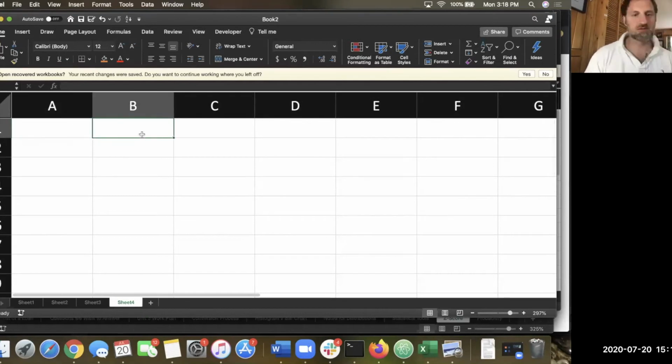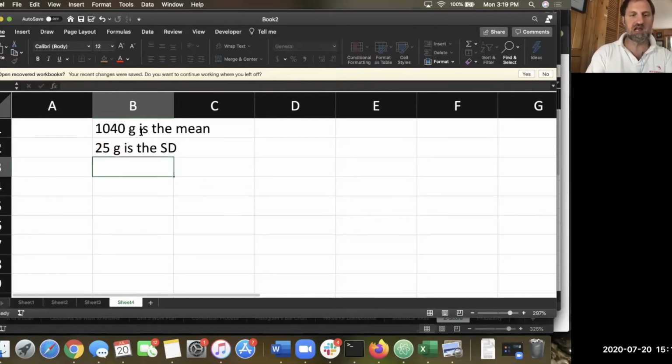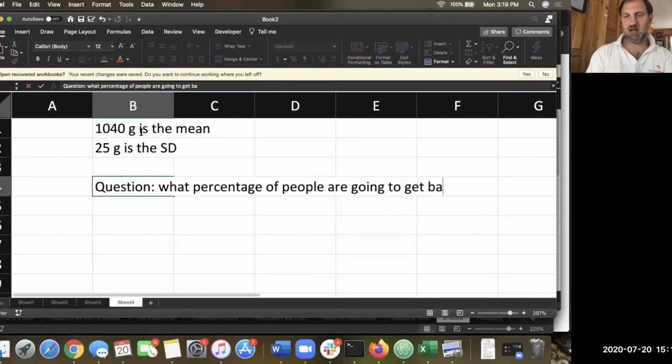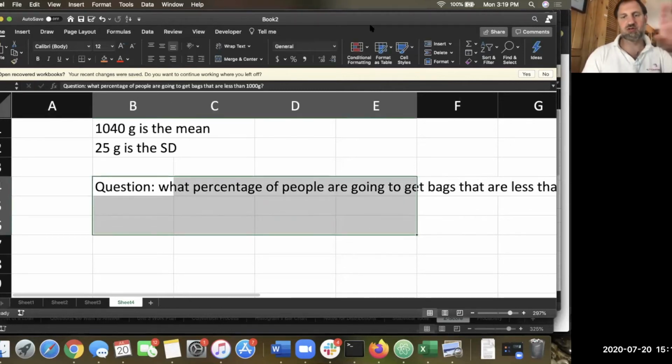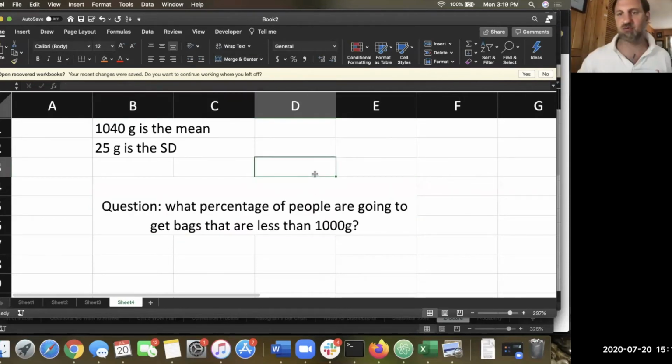Let's look at this. We're going to stick with the same problem. We got 1,040 grams is the mean. 25 grams is the standard deviation. Question: what percentage of people are going to get bags that are less than 1,000 grams? Okay. Now they threw in a little wrinkle there with the 1 kilogram, 1,000 grams, but we'll just skip over that part. That's an application of conversions. That's what I meant by you see conversions show up in this section. It's really kind of incidental.